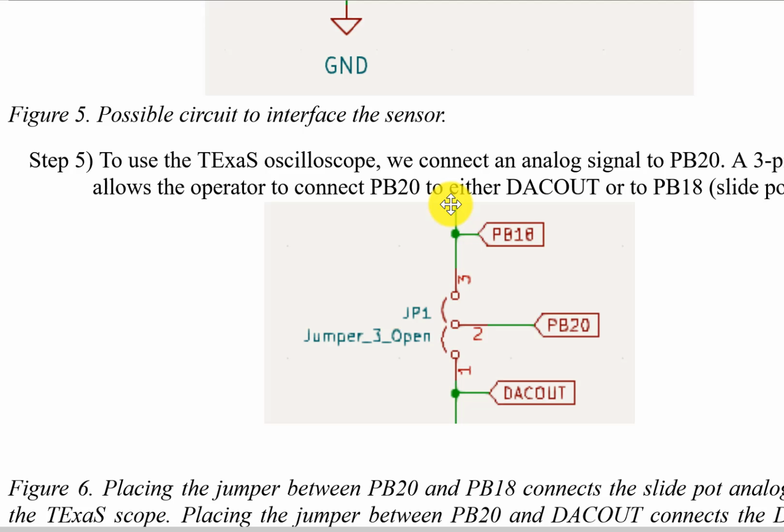And now the question comes, is there a way to use jumpers? A jumper is three male pins on your printed circuit board, such that you can attach a jumper connector either between 1 and 2, or between 2 and 3, or neither. And you can see from this configuration, what it's doing is allowing you to connect either the slide pot or the DAC to the Texas logic analyzer, the Texas oscilloscope.